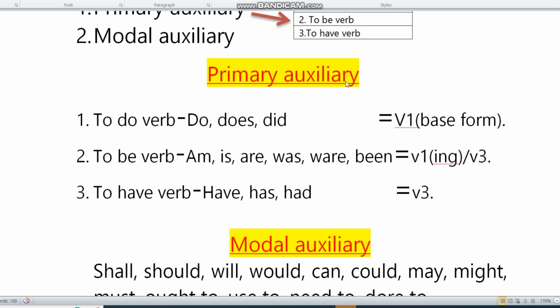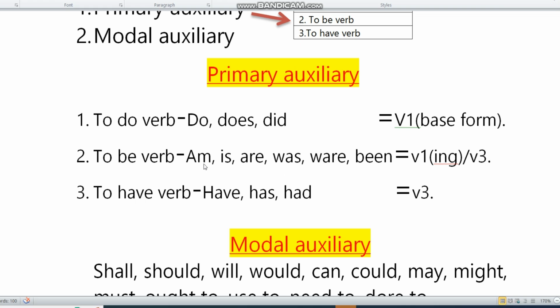It's a primary auxiliary verb. So first one, the do verb: do, does, did. And second one, the be verb: am, is, are, was, were, and been. And third one, the have verb: have, has, had. Okay, guys.